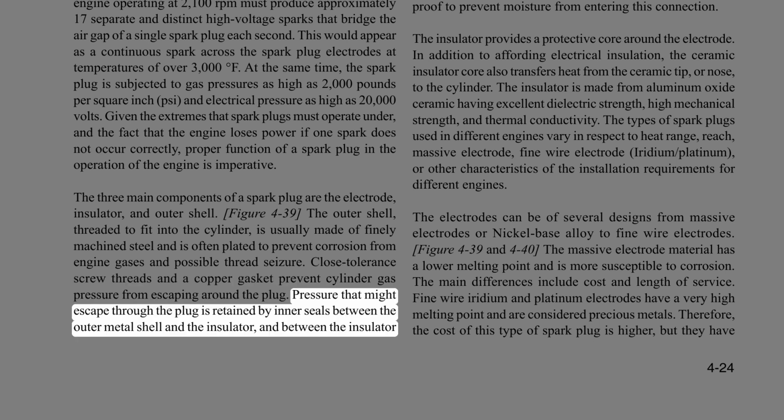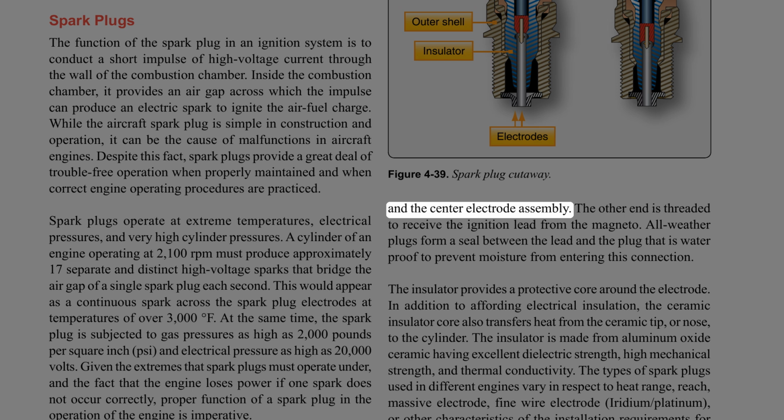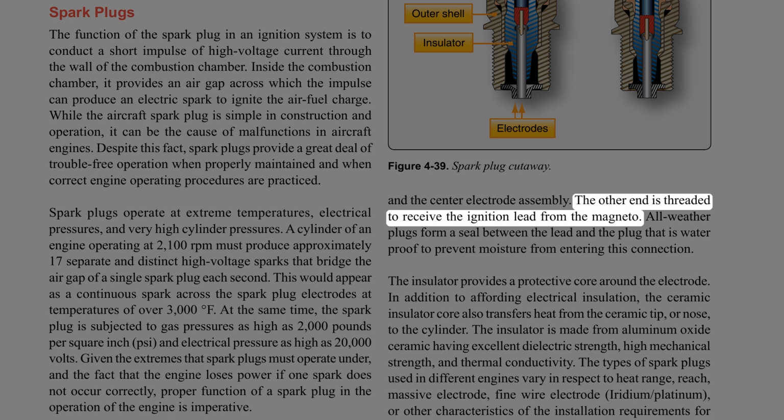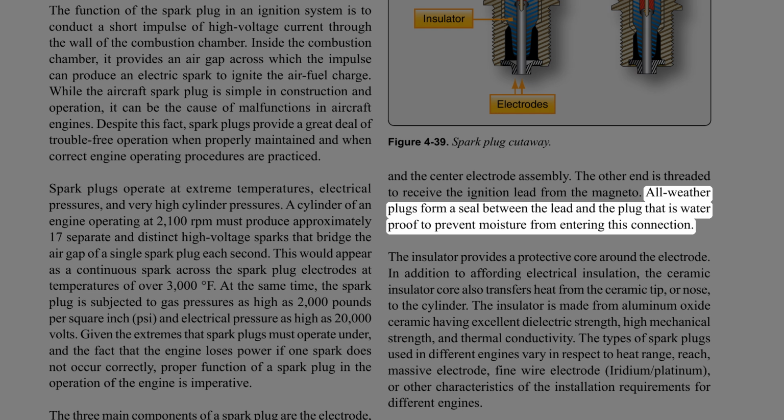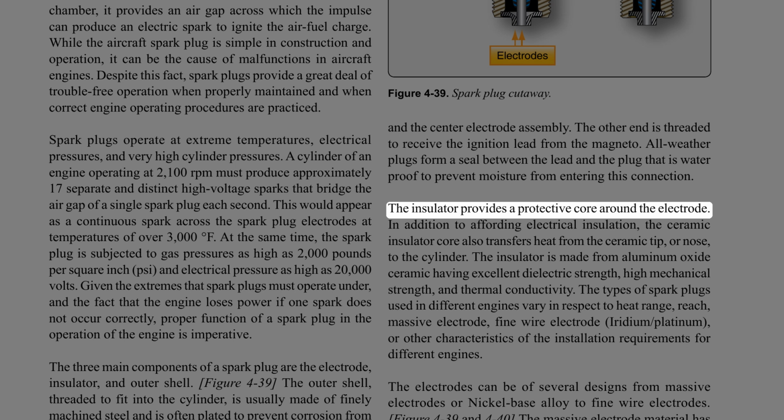Pressure that might escape through the plug is retained by inner seals between the outer metal shell and the insulator, and between the insulator and the center electrode assembly. The other end is threaded to receive the ignition lead from the magneto. All-weather plugs form a seal between the lead and the plug that is waterproof to prevent moisture from entering this connection. The insulator provides a protective core around the electrode.